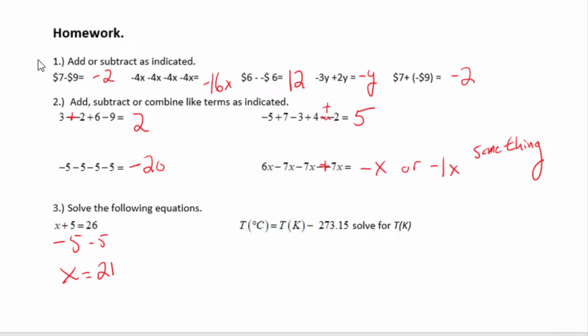So here are the homework solutions, and you can put it on pause and check it against your homework. This one I'm going to do because many students miss this one.